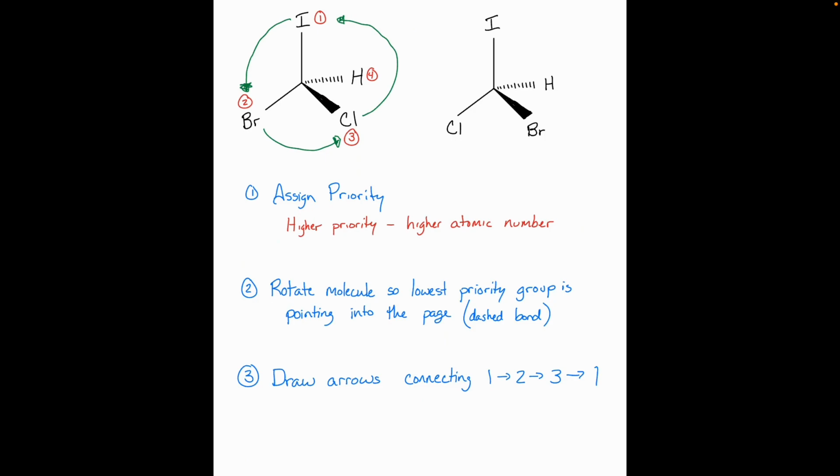Okay? If my arrows are pointed clockwise, that is the R stereoisomer. Counterclockwise is the S stereoisomer.